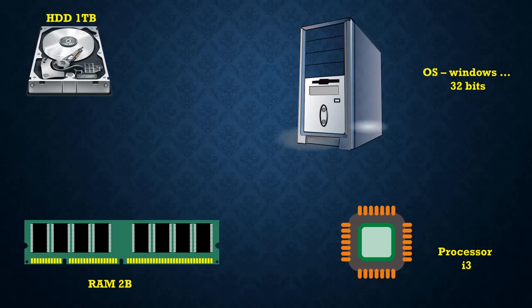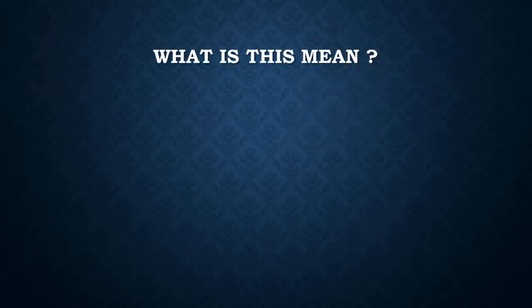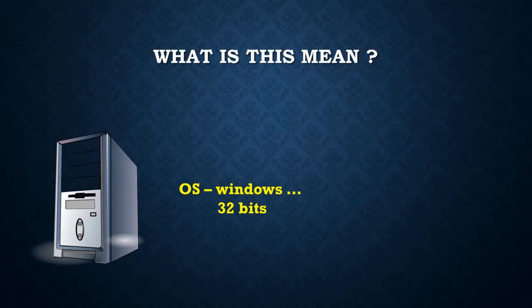Now let's think. What do you mean by 32-bit? What do you mean by 2 GB RAM? What do you mean by 1 TB hard disk? That is capacity. On the operating system, you have something called 32-bit. That means at one moment the operating system can handle 2 to the power 32 address space. But earlier it might be 16-bit, and also you might have a 64-bit operating system as well.